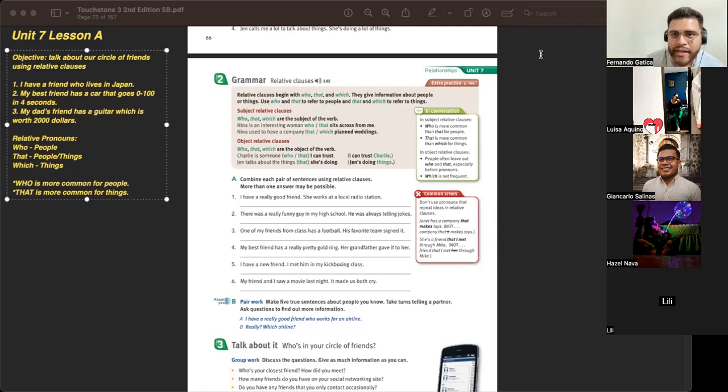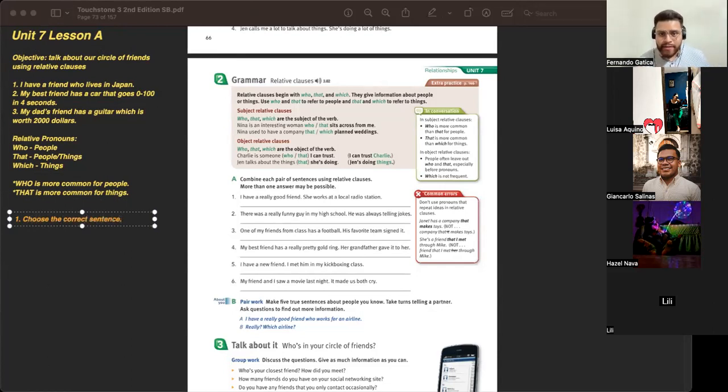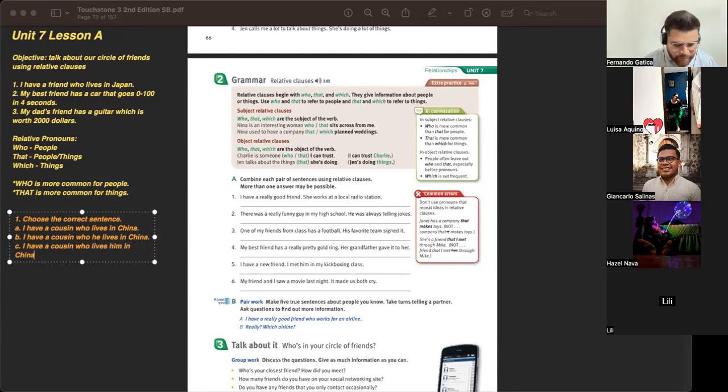On the test, you're going to have a question like this, and let's see if you can answer the question. Choose the correct sentence. The first sentence is going to say something like, I have a cousin who lives in China. Or the second option is, I have a cousin who he lives in China. And the third option is, I have a cousin who lives him in China. Class, what is the correct answer? A, B, or C? A. Very good. A is the correct answer.